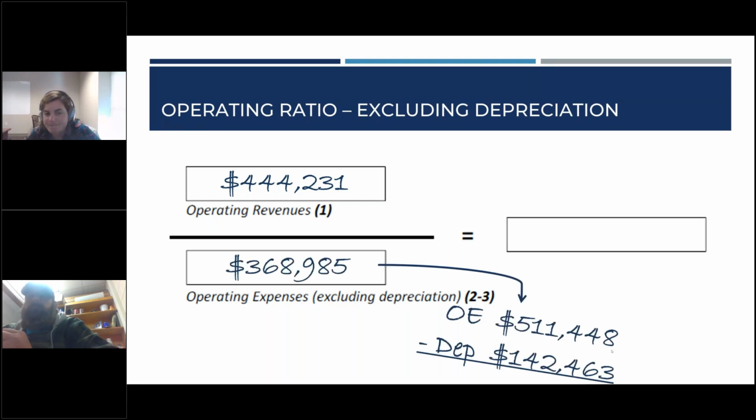And that gives us an operating expenses value of $368,985. So just by glancing at this, you can probably tell that Mayberry is over 1, right? The numerator is bigger than the denominator. And whenever we exclude depreciation, the operating ratio for this utility is 1.2.